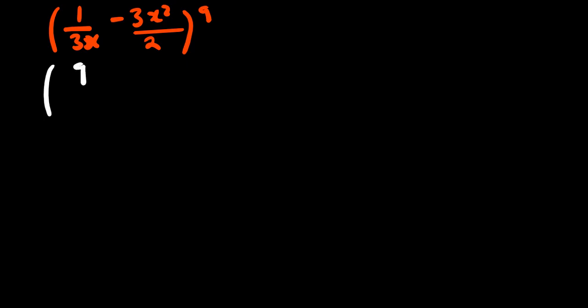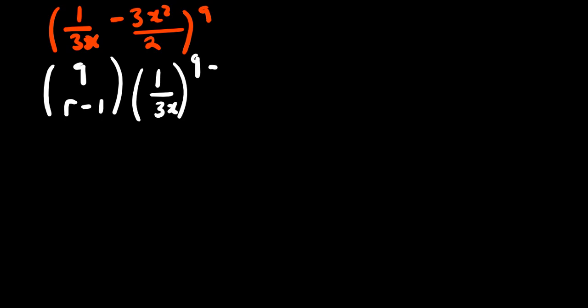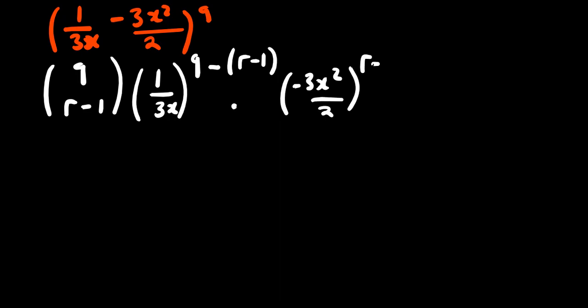So n is 9. You're able to see 9 is a power. So you have r minus 1. We don't know what r is, so we have to first find r. So you're going to get your first term, which is 1 over 3x. Then you subtract n, n is 9, right, minus r minus 1. You're going to multiply this with the second term, which is negative 3x squared over 2. This is to the power r minus 1.